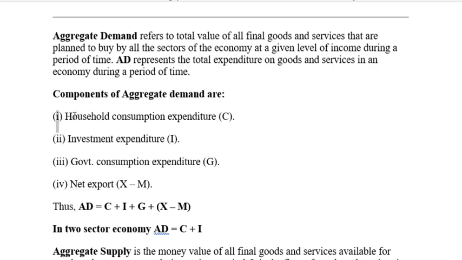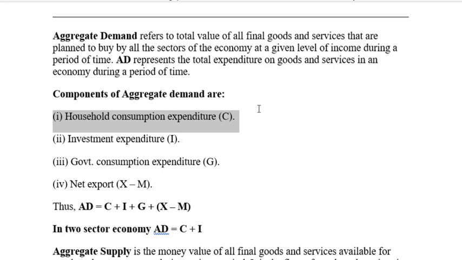The first component is the household consumption expenditure, or we can say household consumption demand. It refers to total expenditure to be incurred by all households on purchase of goods and services. For example, households' demand for food, clothing, housing, etc. It is also called private consumption expenditure. It is determined by the level of personal disposable income in the economy. Higher the level of personal disposable income, higher the private consumption expenditure.